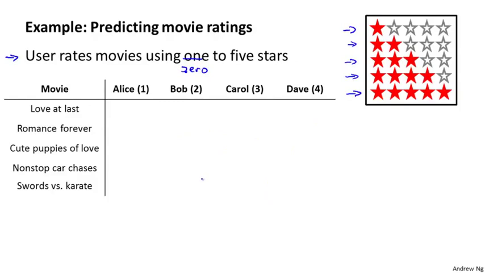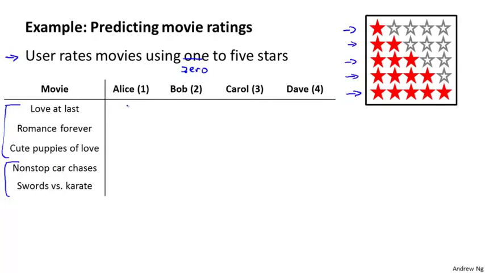Although most of these websites use a 1 to 5 star scale. So here I have 5 movies: Love at Last, Romance Forever, Cute Puppies of Love, Non-Stop Car Chases, and Swords vs. Karate. And we have 4 users, whom we call Alice, Bob, Carol, and Dave, with initials A, B, C, and D. We call them users 1, 2, 3, and 4.